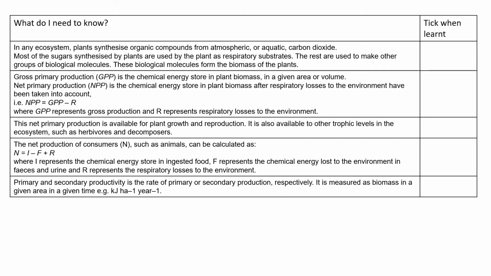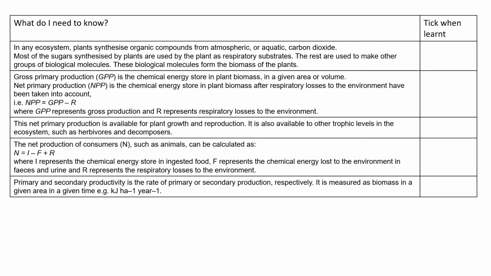And the net production of consumers, which is sometimes called secondary productivity, can be calculated as N equals I minus F plus R. So I represents the chemical energy store in ingested food. So net productivity is ingested food minus losses due to chemical energy loss to the environment in feces and urine, and R represents the respiratory losses to the environment. And then primary and secondary productivity is the rate of primary or secondary production, respectively. So primary in plants and secondary in consumers.